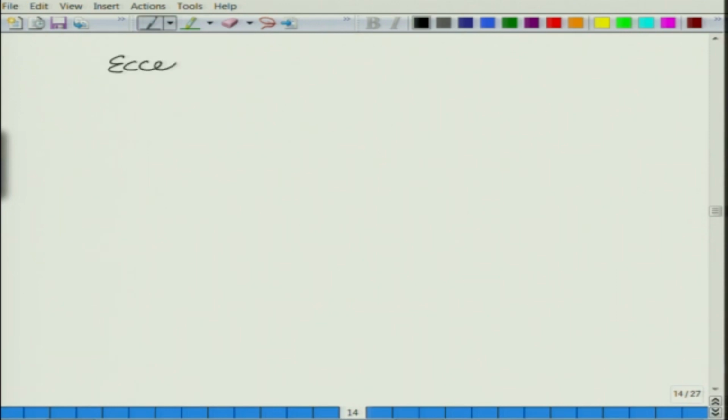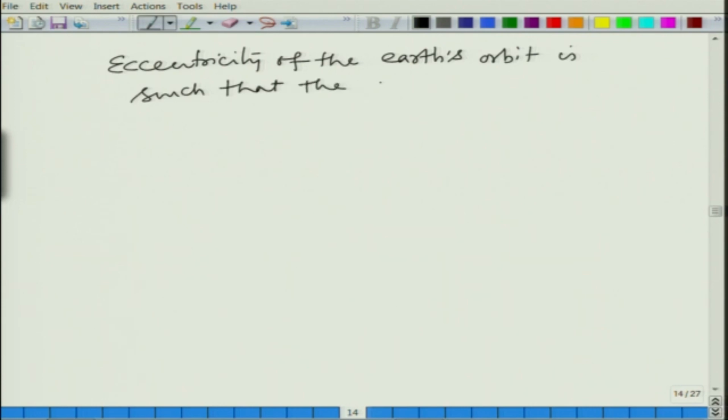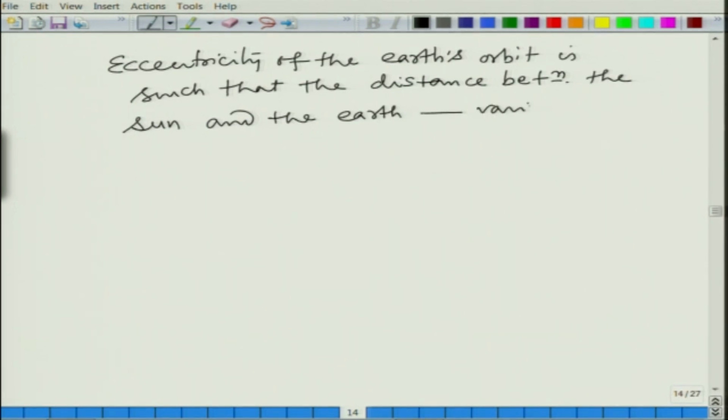So, the eccentricity of the Earth's orbit is such that the distance between the Sun and the Earth varies by 1.7%. Okay. So, the distance between the Sun and the Earth is not fixed, it varies by a small amount, but that again gives rise to a variation in the solar radiation that reaches the Earth from the Sun.